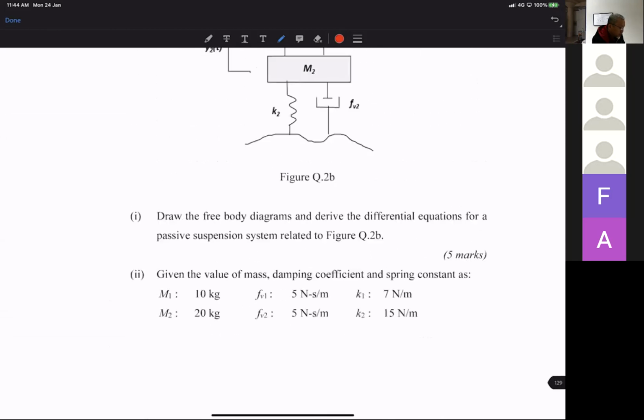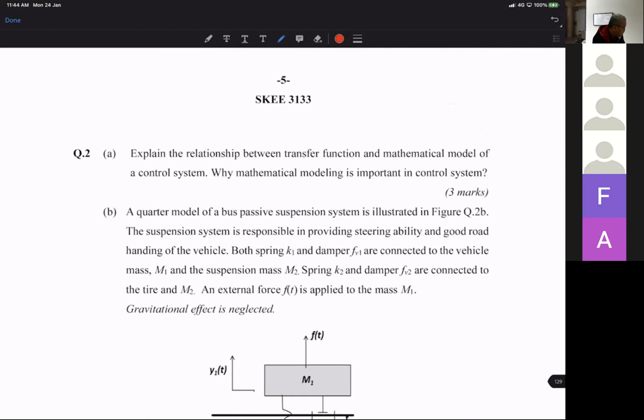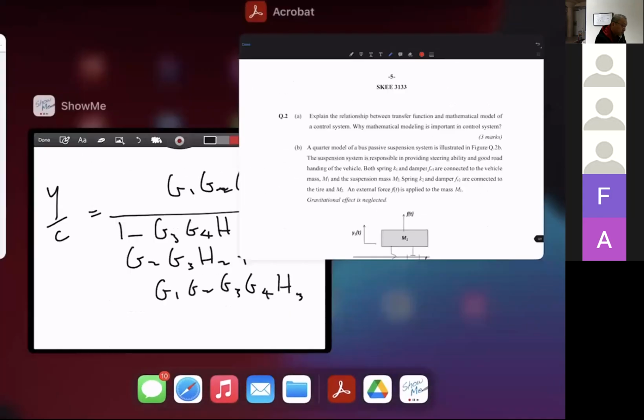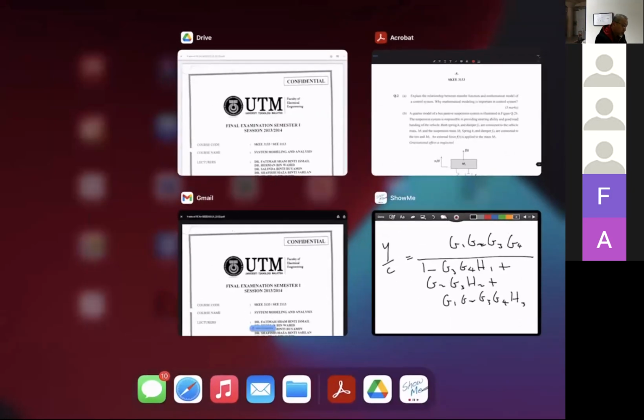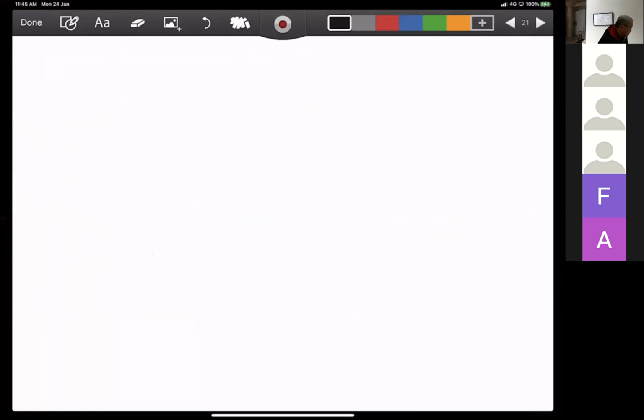Okay. So 2A, explain the relationship between the transfer functions and mathematical model of a control system. What is the relationship?